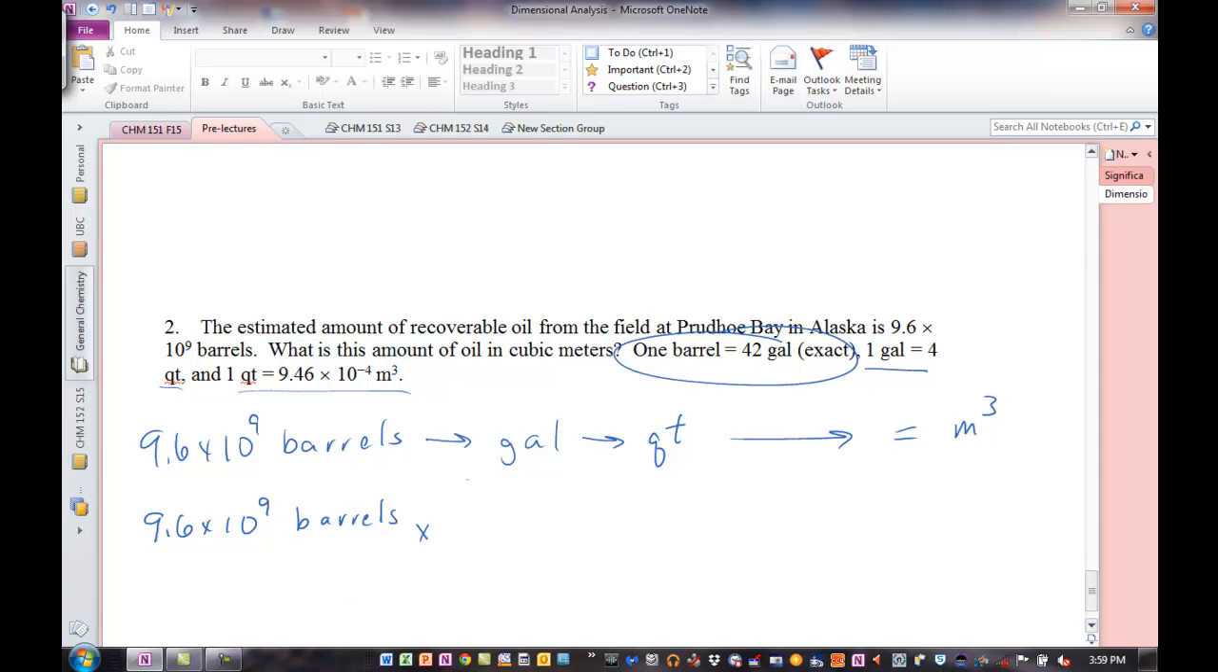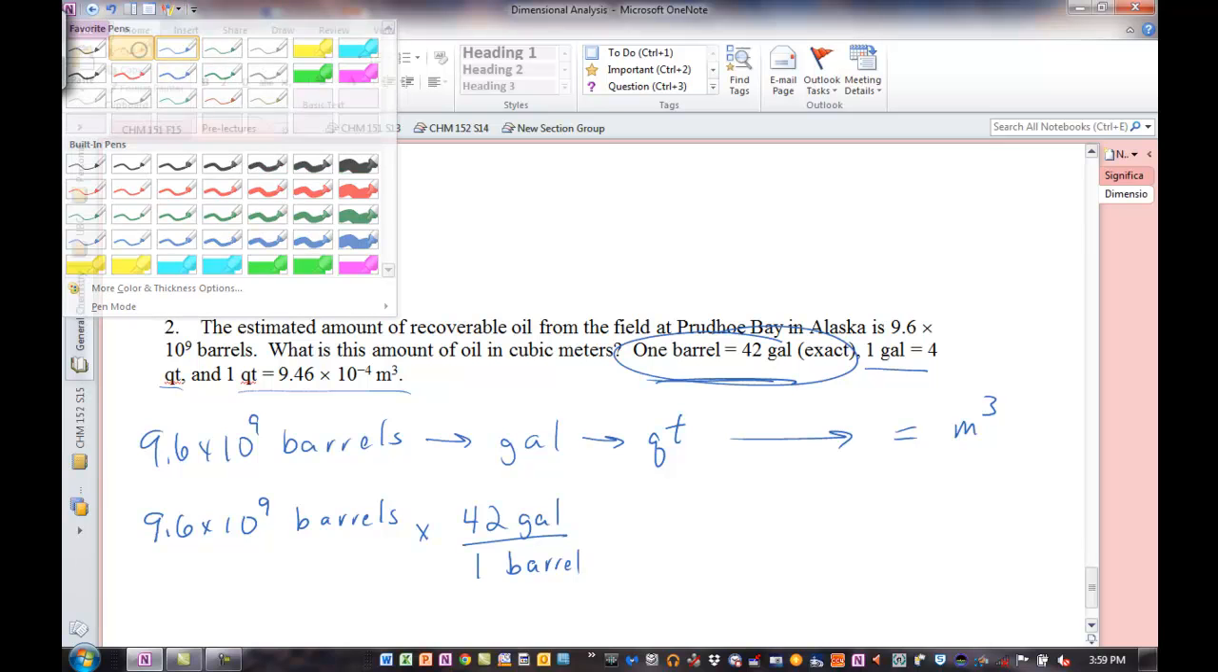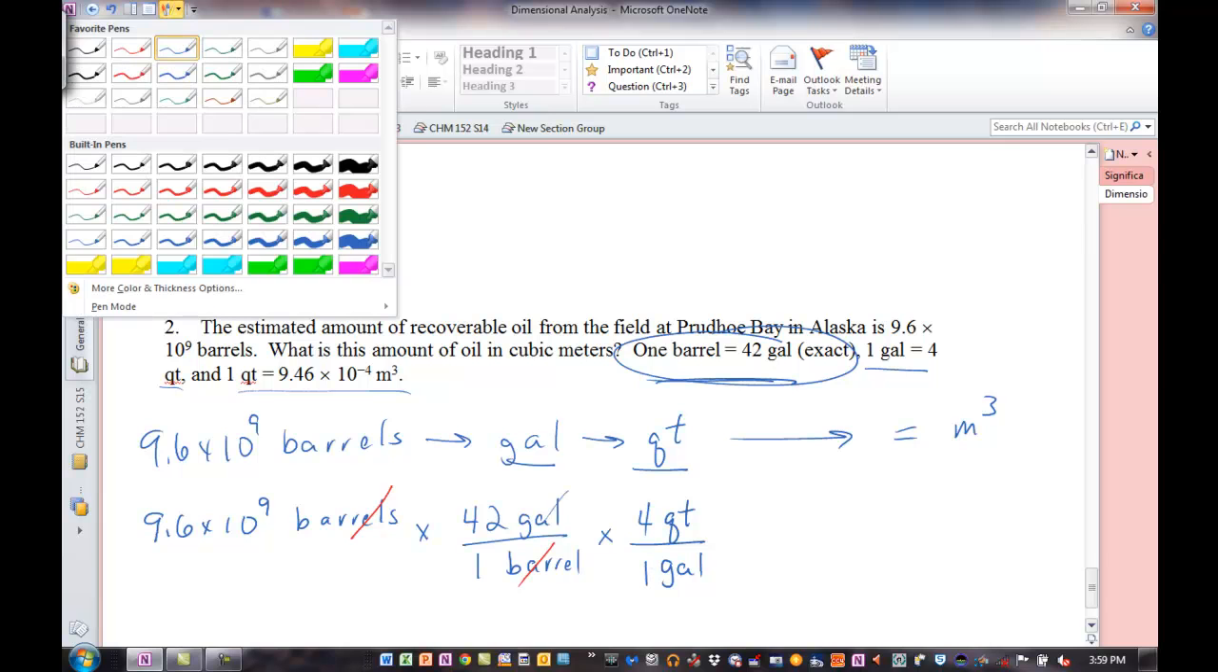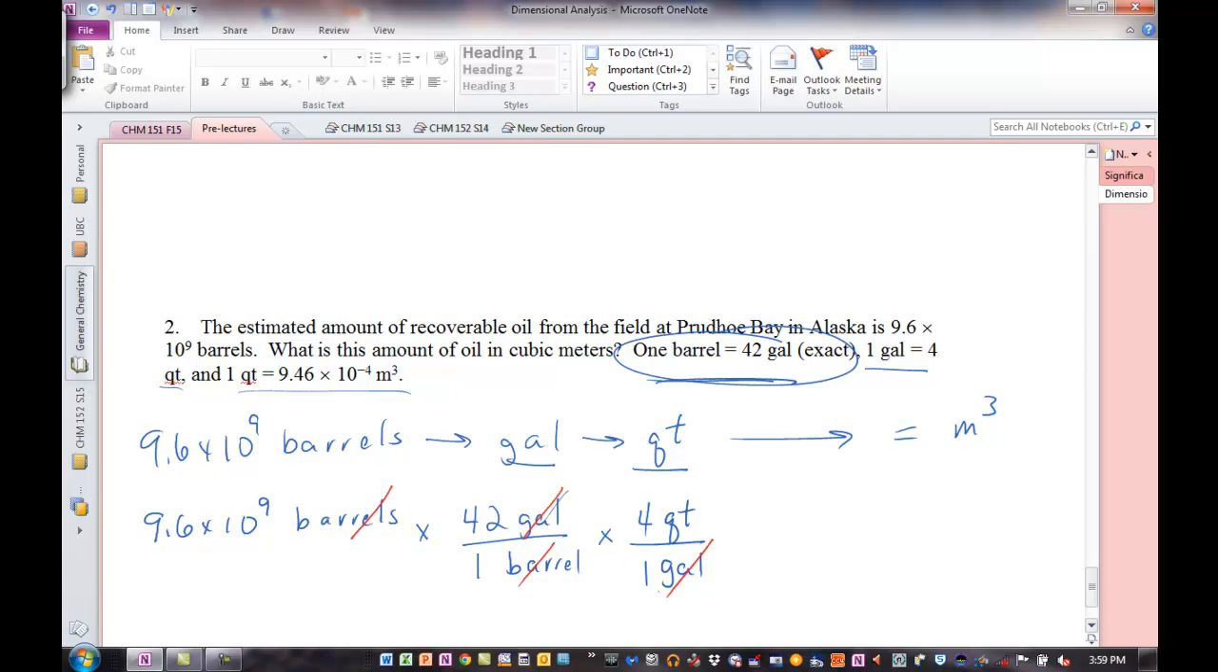All right, so we want to get to gallons. So look at this equality, 42 gallons. So we're going to put gallons in the numerator, and we're going to put barrels in the denominator. Barrels cancel. Okay, there's one conversion. Now we need to get from gallons to quarts. Look at the next equality. We want to get to quarts, so let's put quarts up in the numerator, gallons in the denominator. We need that to cancel. And just write in the numbers. 4 quarts is 1 gallon. All right, not so bad.